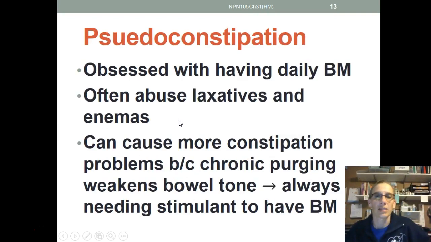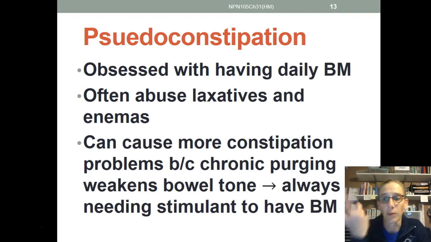And then we have pseudoconstipation. This happens when people are obsessed with having a bowel movement every day. People often will abuse laxatives and enemas. Now, elderly patients do this a lot, but younger patients do it too sometimes. It can cause more constipation problems because the chronic purging weakens the bowel tone, and they always have to have stimulation. They always have to have a stimulant to have a bowel movement. So they're truly not constipated. They're kind of making themselves constipated.